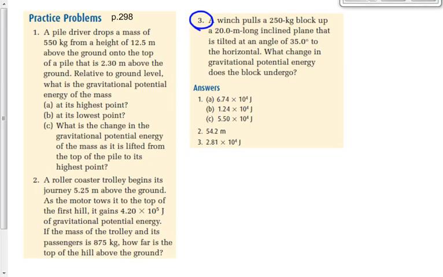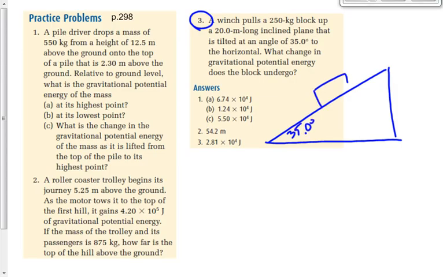It says a winch pulls a 250 kilogram block up a 20 meter long inclined plane, tilted at an angle of 35 degrees to the horizontal. What's the change in gravitational potential energy that the block undergoes? Here's the inclined plane at an angle of 35.0 degrees. We have a 250 kilogram block, and this winch is pulling it up this 20 meter long inclined plane. We want to find the change in potential energy.